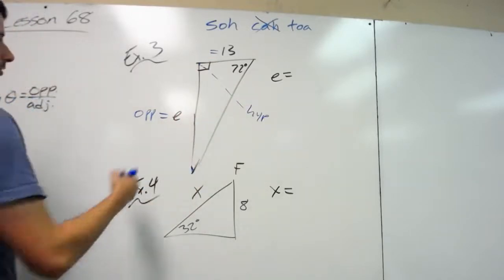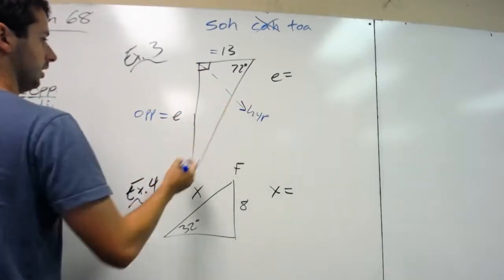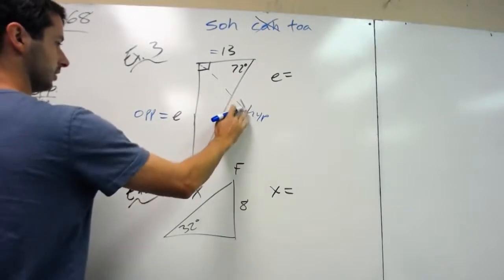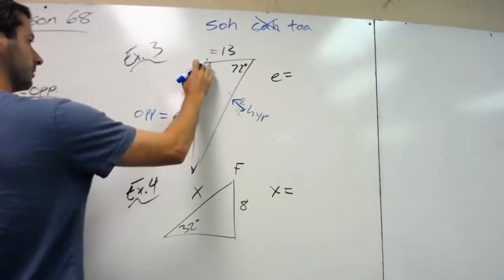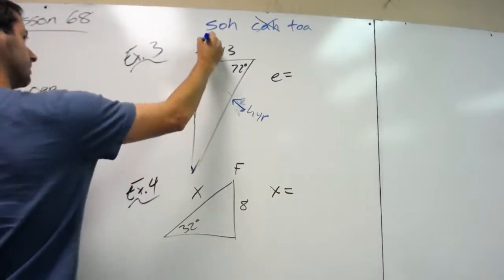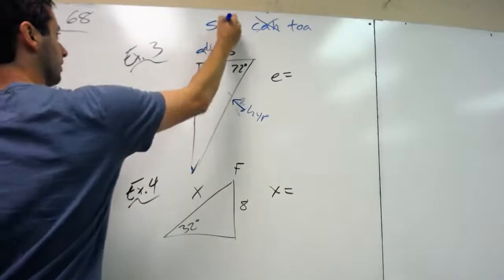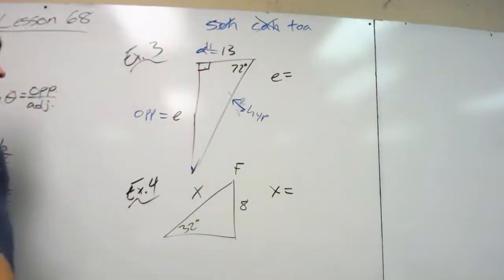I guess my arrows are kind of confusing. Hypotenuse is right here. I was just trying to show you it's opposite of the right angle. So therefore, this is my adjacent. So the only one that uses opposite and adjacent is tangent.